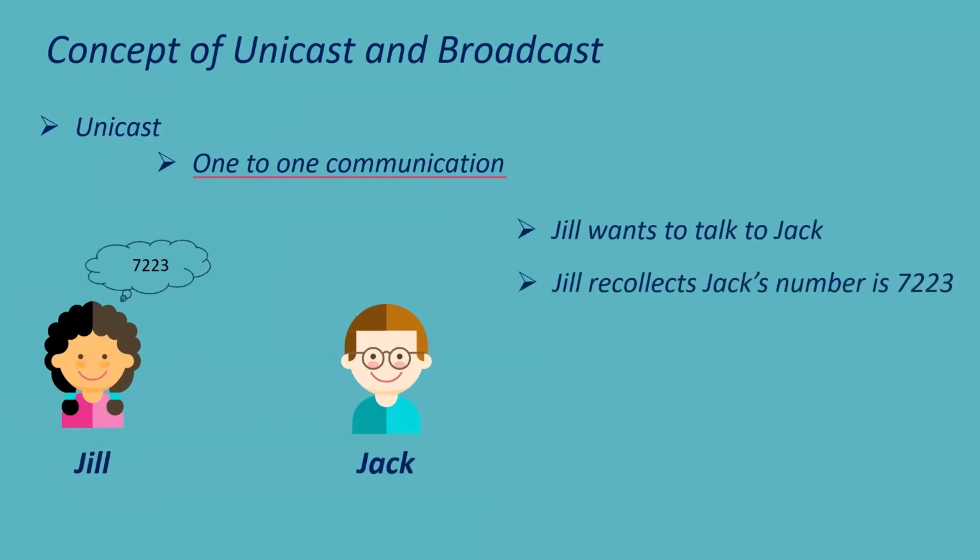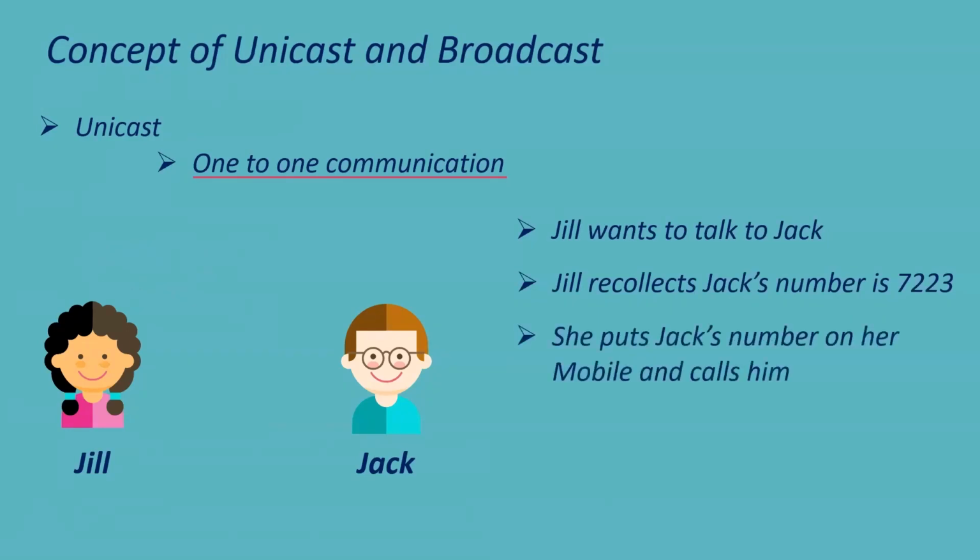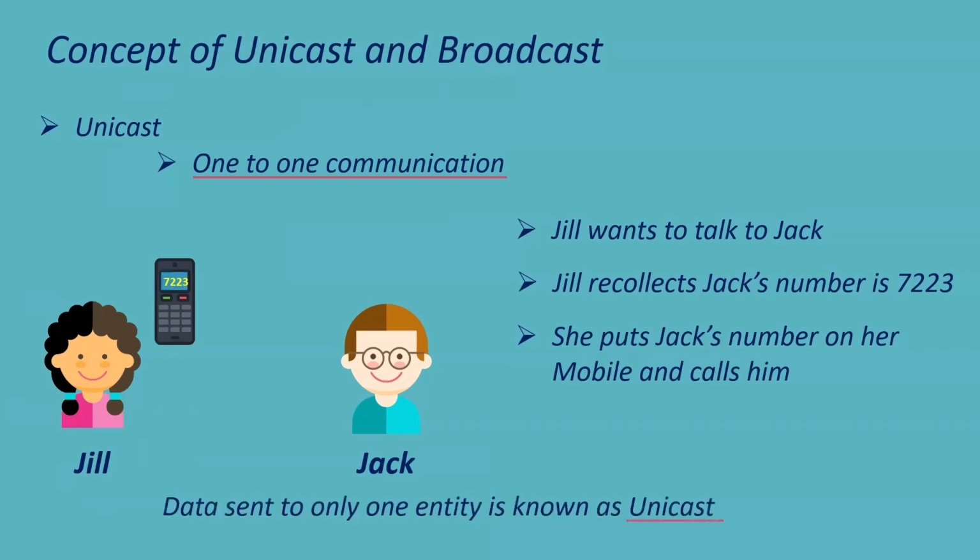So Jill recollects Jack's number is 7223. Then Jill puts Jack's number on her mobile and calls him. So this is basically what a unicast communication is. Talking to or sending data to one entity or one person. Data sent to only one entity is known as unicast.